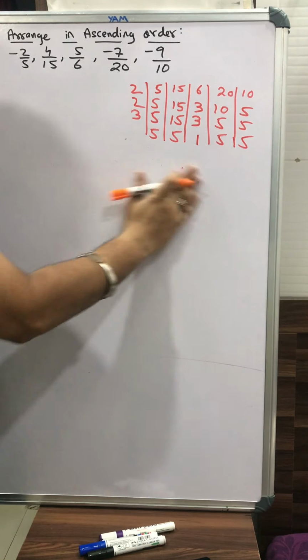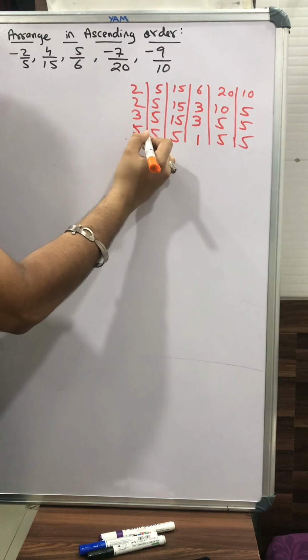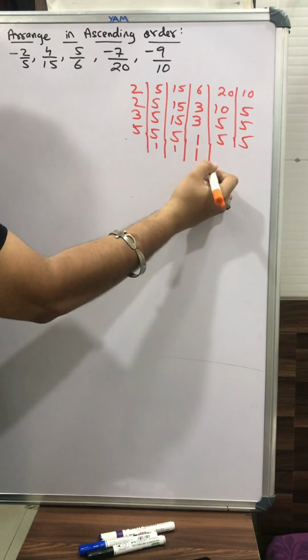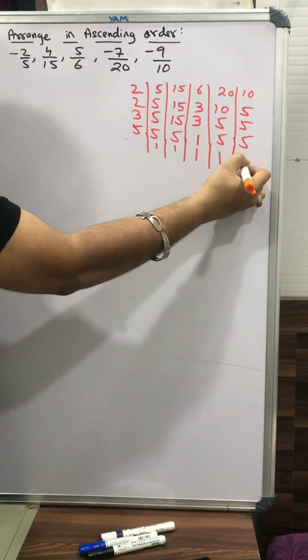Now the last one, 5. So now 5 1s are 5, and 1 as it is 1, I'll copy here.